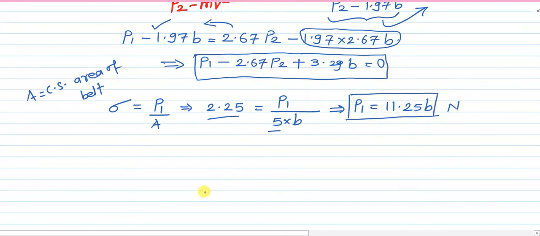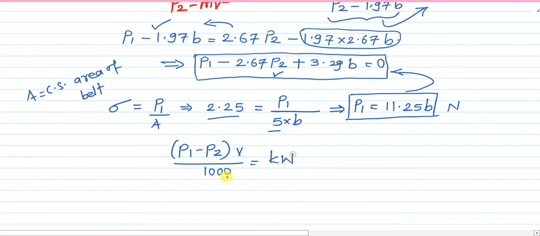Again, one more relationship between P1 and B that we have. Now, because we have so many unknowns, we need so many equations. The number of equations should be equal to the number of unknowns. We can substitute this value in here, but still we do not have anything about P2, so we need to find it out. P1 minus P2 into V divided by 1000 is nothing but the power transmission capacity of that belt. So this kW is already known to us. We can multiply by 1000 and divide by V. So that gives us P1 minus P2.